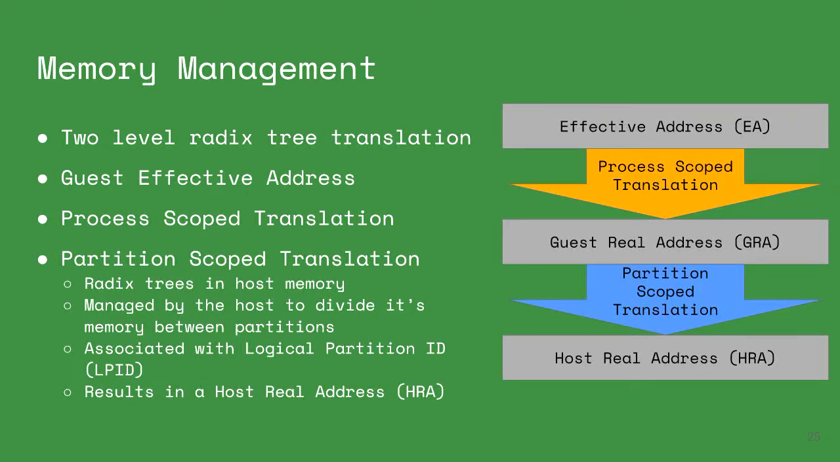Remember I said it's a two-level translation process, so the second step here is called partition scope translation. This time we're using radix trees which are stored in the host memory and are managed by the host to divide its memory amongst its partitions now. It's associated with this LPID that I introduced earlier, the per partition unique ID, and the result of this translation is a host real address, something which can then be used to access the hardware.